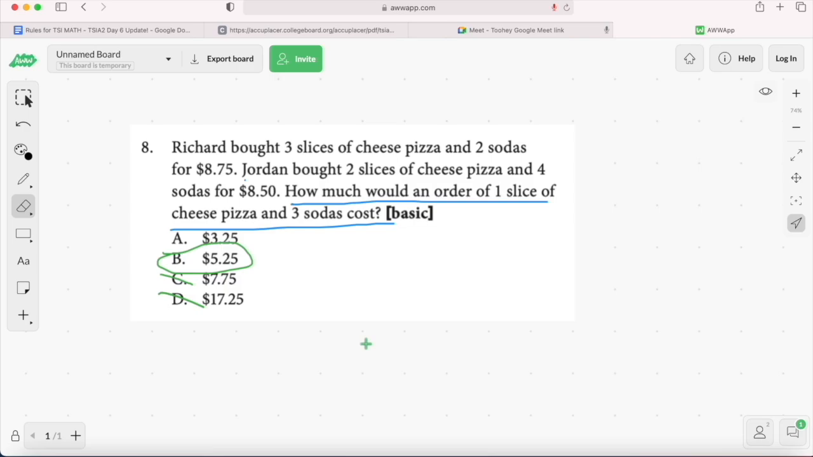Right off the bat, what I did is I got rid of A and D. I was like, $3.25 is just not enough for that, and $17.25 is way too much.